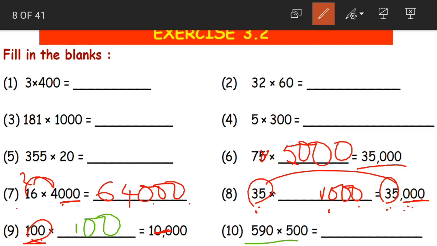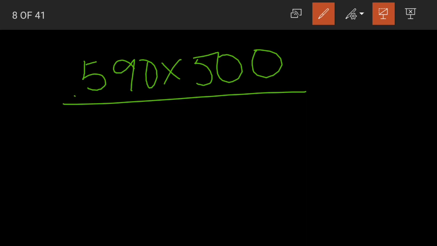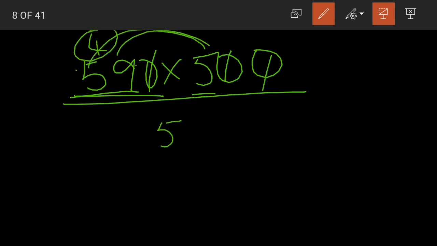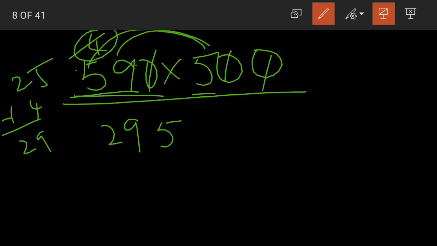And lastly 590 into 500. Okay, children. There are two ways of multiplying. First, multiply 590 by 5, or just forget about the zeros. Multiply 59 with 5. 5 9s are 45. 4 carried. 5 5s are 25 plus 4 becomes 29. So 295.